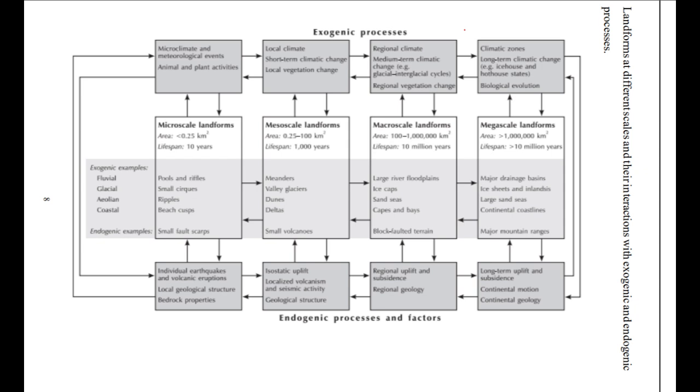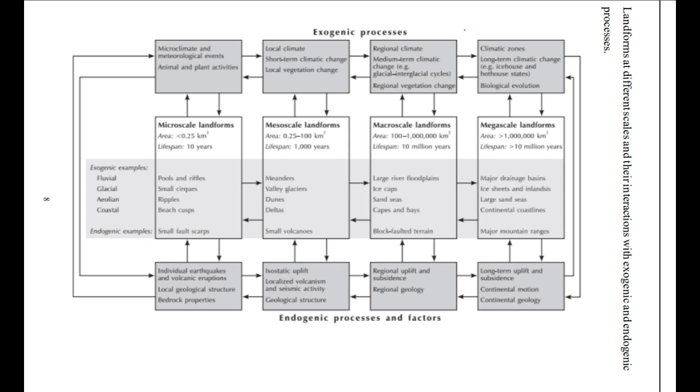Interactions between exogenic and endogenic processes. The image emphasizes that landforms are shaped by the interplay of both exogenic and endogenic processes. For example, tectonic uplift (endogenic) creates mountains, which are then subjected to erosion (exogenic) over time, forming valleys and other landforms. Volcanic eruptions (endogenic) can create new land, which is then modified by weathering and erosion (exogenic). Glacial erosion (exogenic) can deepen valleys created by tectonic uplift (endogenic).